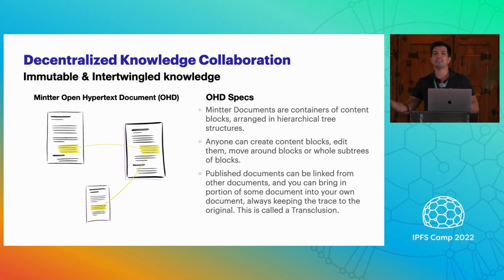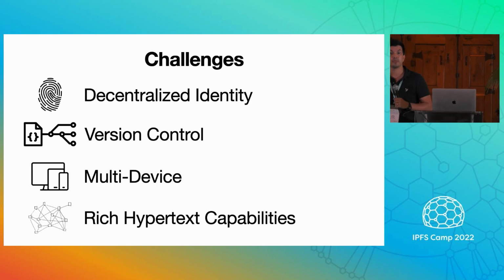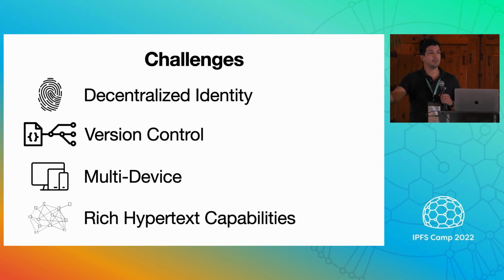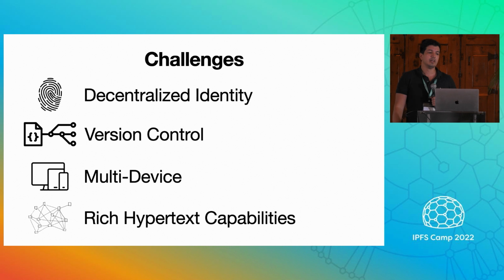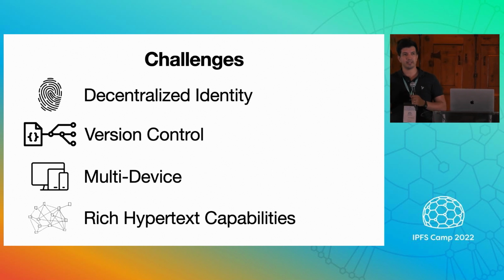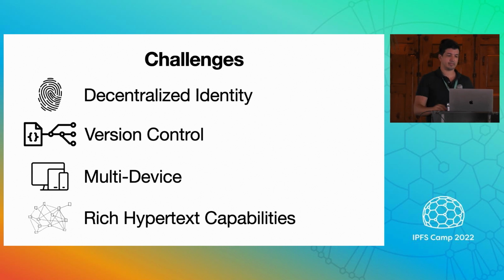Some of the challenges that we had to solve technically from the product side were these. We needed a way to have decentralized identity to empower human collaboration. We needed some sort of version control system. We also wanted the product to work multi-device. And we needed rich text capabilities on top of that, so people can better express their ideas using hypertext.